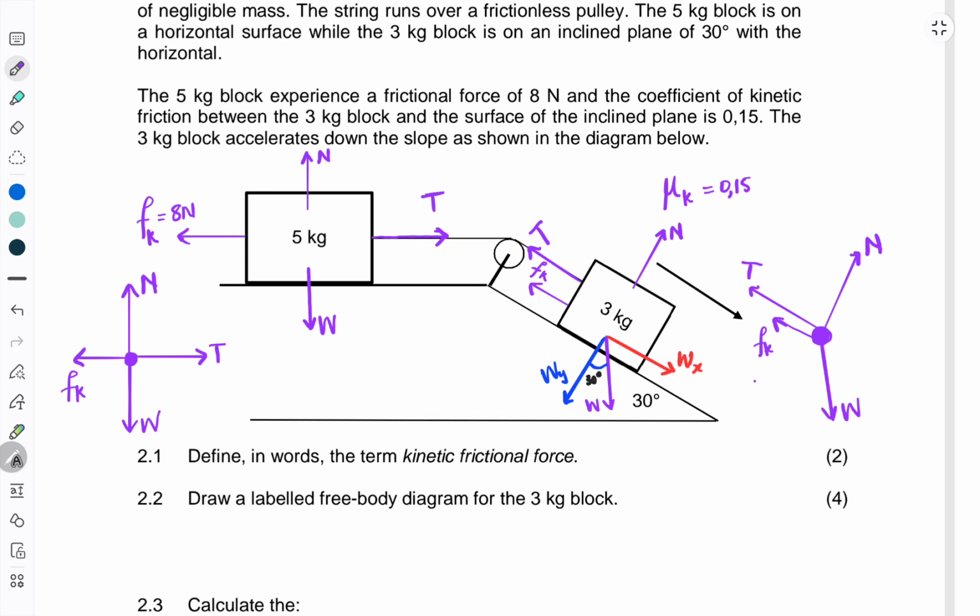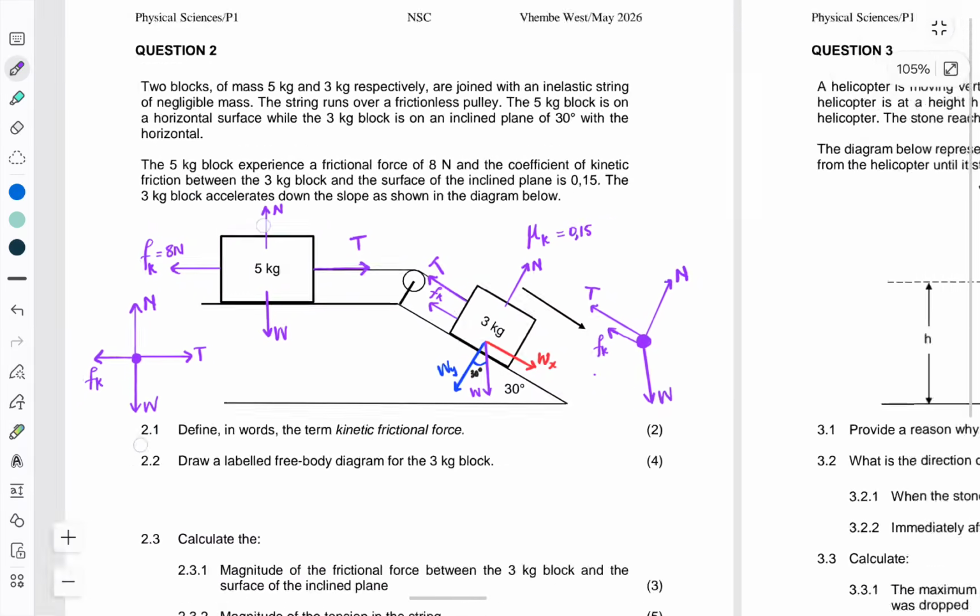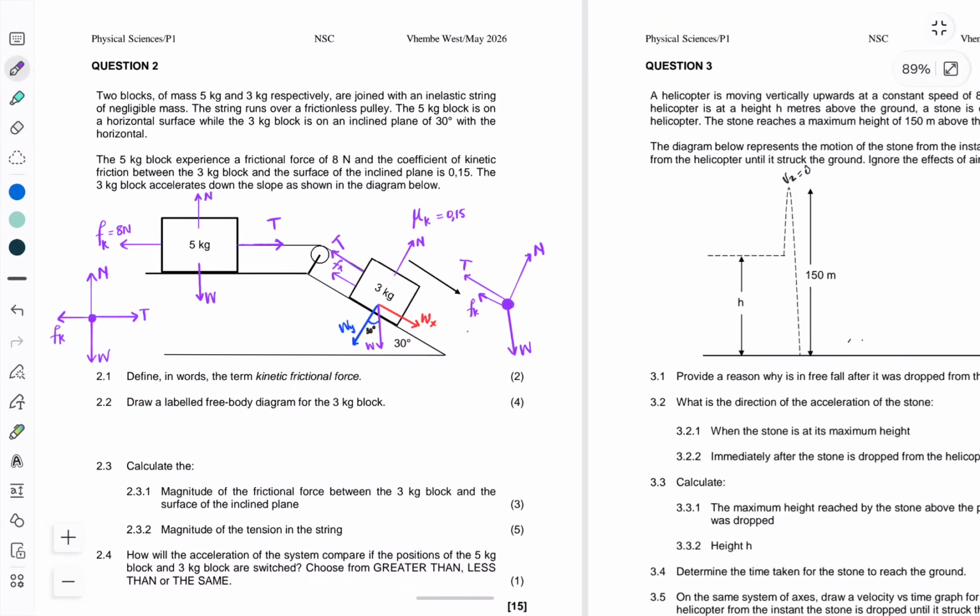W. So usually we don't include the resolved components, which is the Y component of the weight, Wy, and the X component of the weight, Wx. We usually don't include those in our free body, but we include them in our calculations. So that's one thing you must note. Let's continue and see if we can answer our questions now.